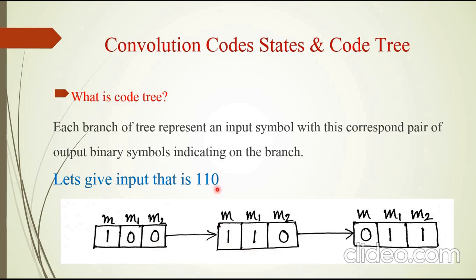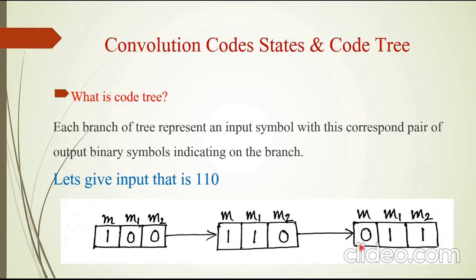So when you enter the next bit 0, this is M1 and M2. So this 1 will shift here, this 1 will shift here, and the 0 will get discarded, and the current bit is 0. So 0 will be coming here.